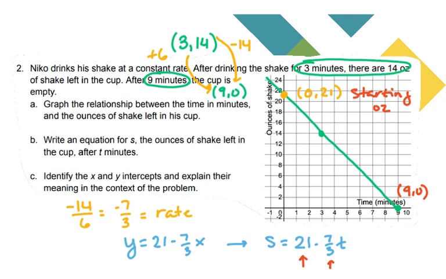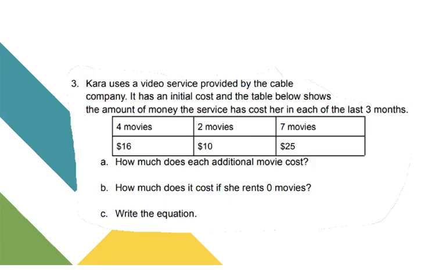So now that you have worked through these example problems, let's go on to number 3. This is our third one. So Kara is using a video service provided by the cable company. We have an initial cost, and the table below shows the amount of money it's going to cost her in each of the last 3 months.